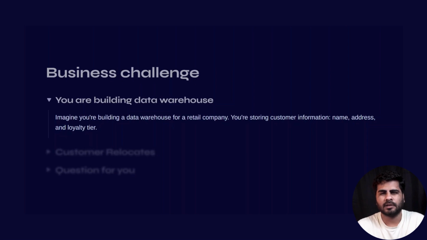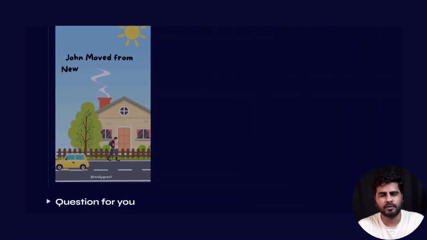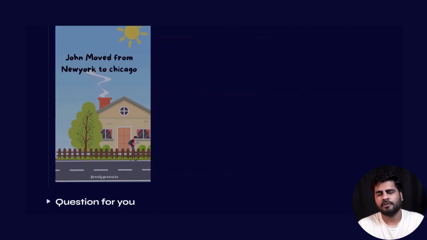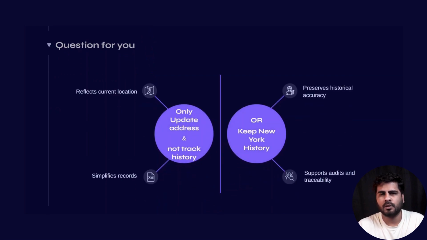Now consider this scenario where a customer moves from one location to another. For example, John moves from New York to Chicago. So as a data engineer, I have one question for you. Should your warehouse update the address of John to Chicago, or should it also keep the historical record that John once lived in New York? Well, such real world problems lead us to the concept of slowly changing dimensions.